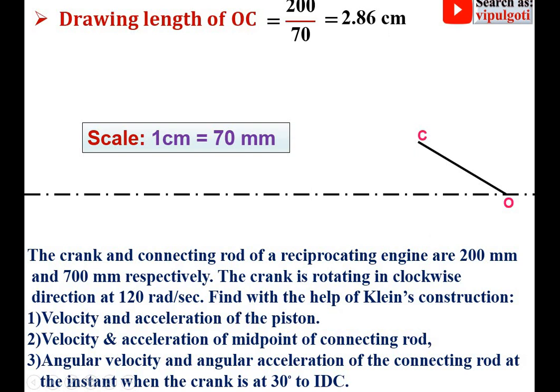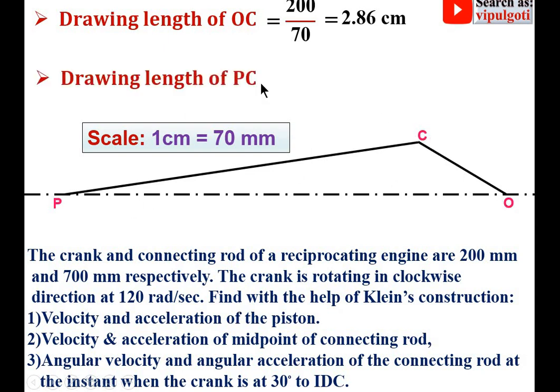Now draw the connecting rod. Here it is the piston, so I have taken the name of this point as P. C is for the crank, so you can easily remember these points. Drawing length of the connecting rod, that means PC, is equal to the actual length of the connecting rod, 700 mm, divided by scale, and so you will get 10 centimeter.